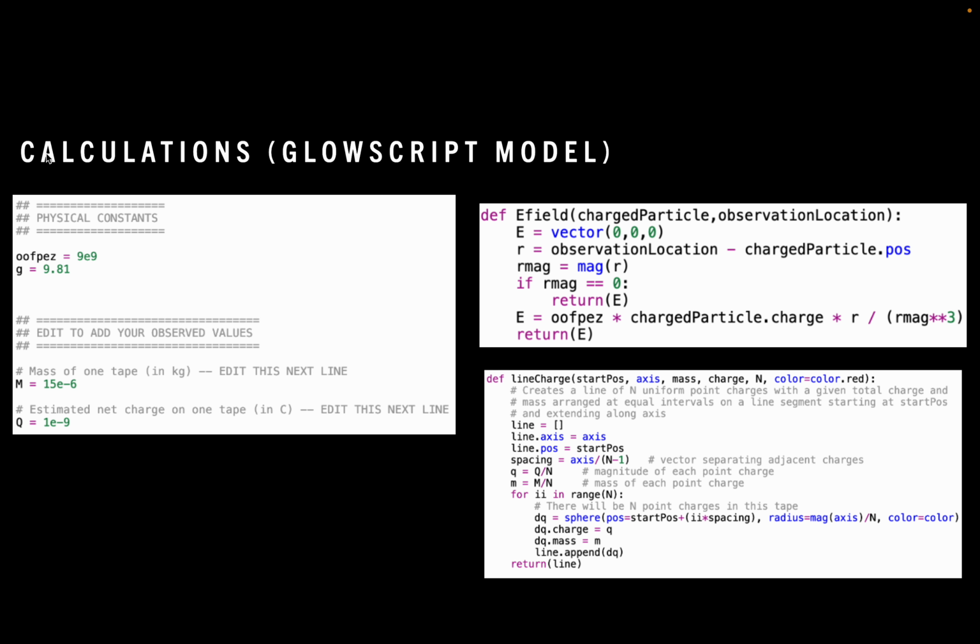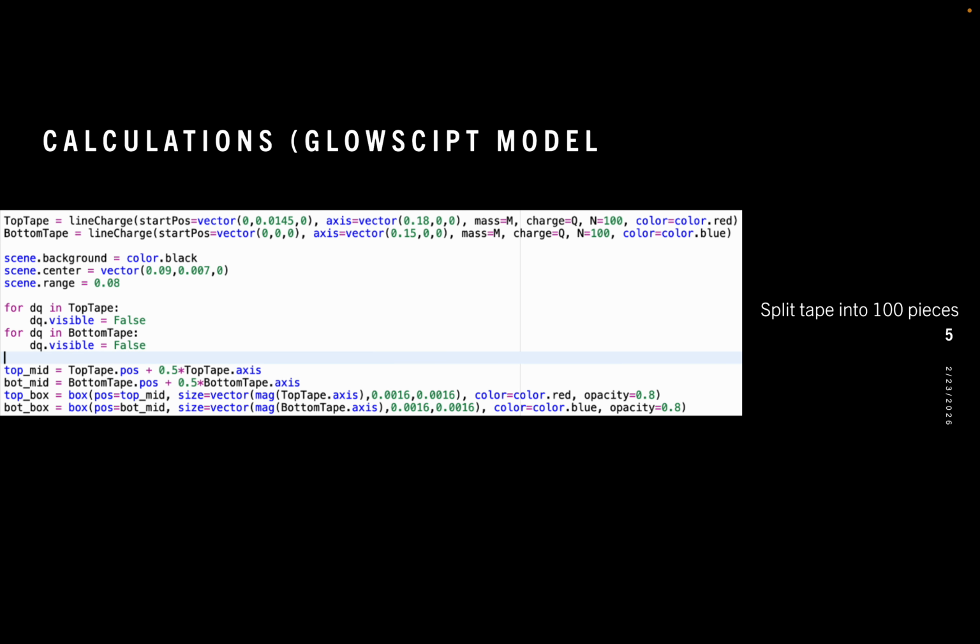We define that in the GlowScript model here, as well as defining the functions that we're going to use today. We're going to use Coulomb's law to calculate each of the individual E fields between the charges, which is right here. And then we're also going to get the line charge function, which is going to divvy up our different tapes into n number of sections. Using the line charge function, we're divvying up the tape into 100 pieces, or 100 individual charges lined up together, all positively charged.